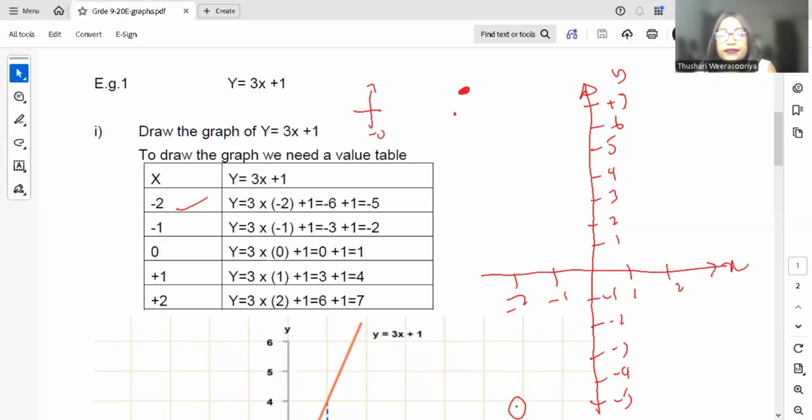So don't draw the dot like this. Dot is dot, but when you keep the dot, it's not clear. So to highlight that, we draw a circle, that's how you mark. Minus 1, minus 2. Ah, it's here. 0, 1. 1 is from the y-axis. Plus 1, plus 4. Plus 2, plus 7.